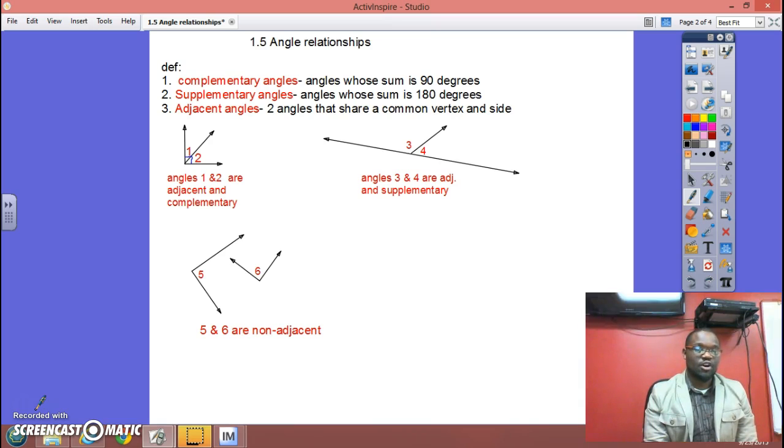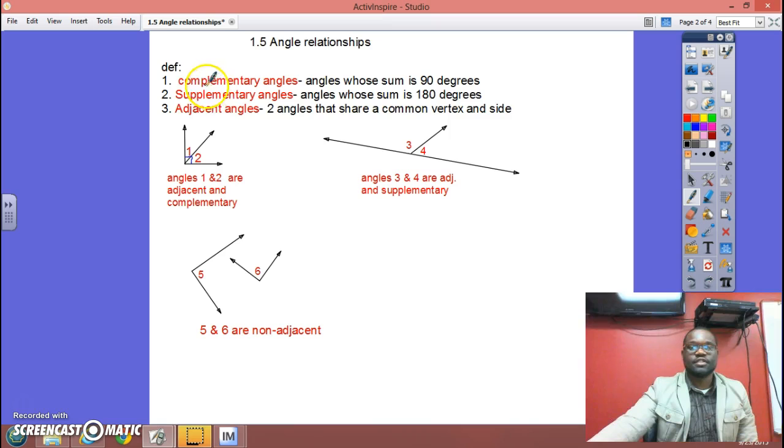Last time I made a video, I discussed angles in general: what an angle is, two rays that intersect at a common point. That point is called a vertex. Things of that nature. Today, we're going to start off with a couple of definitions.